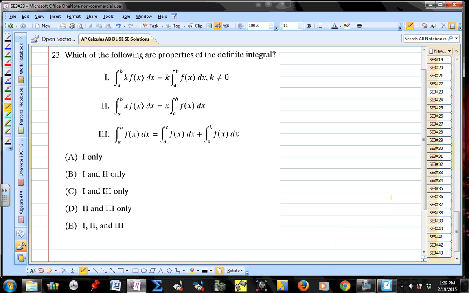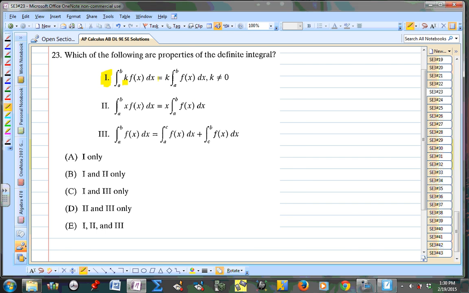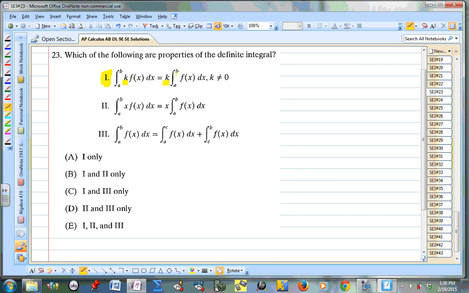In problem number 23, we're given three statements, and we're asked to identify which statements are properties of definite integrals. So if we start by looking at statement number 1, you can see that the integral from a to b of a constant times f of x with respect to x is equal to that constant times the integral from a to b of f of x dx.